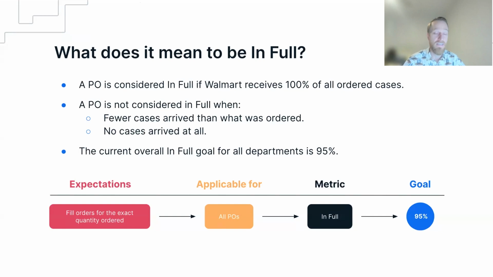And the goal, by the way, on the OTIF side to avoid charges, some of you may know, changed in 2024. We're glad to see that it actually lowered from 98% to 95% across all departments. So that is the new in full goal. If you can be at least 95% in full for an entire quarter, then you can avoid in full charges altogether and avoid that expense.